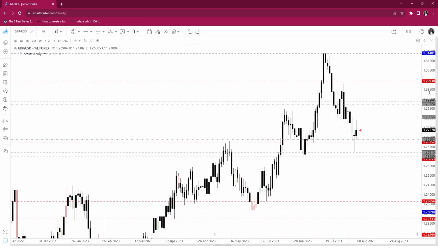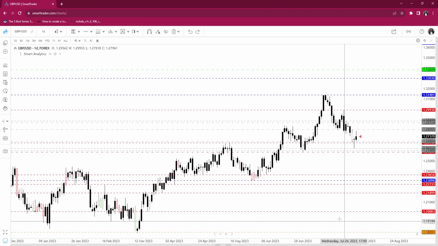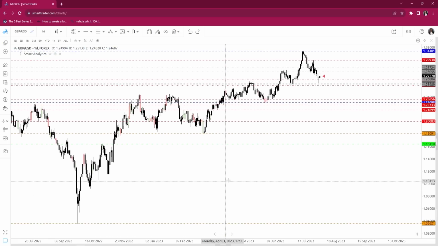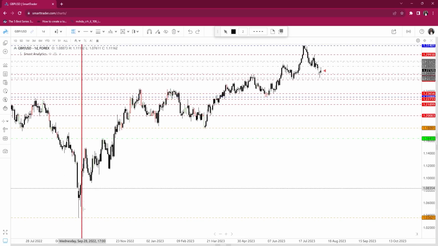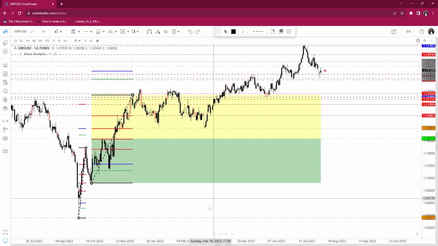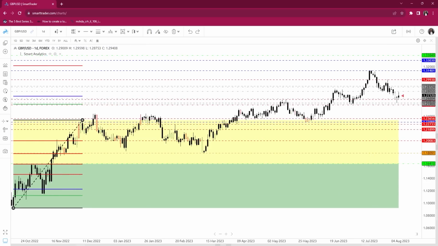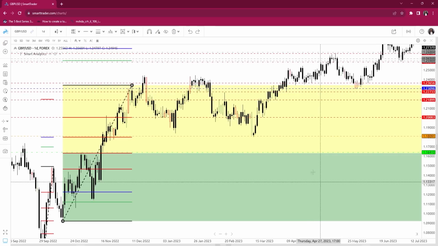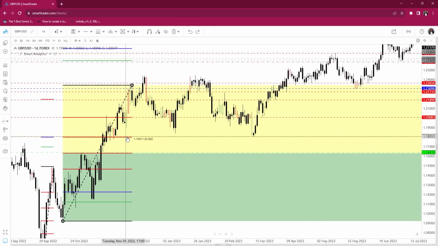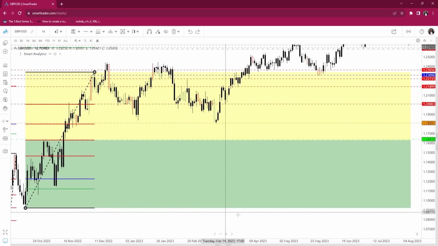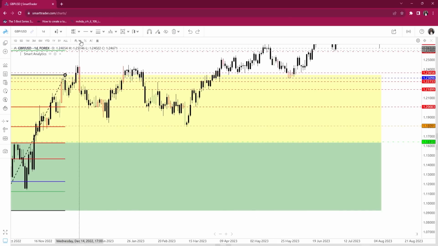And I'm going to deploy my fibs just to see where we are. So I'm going to click below the last low. This is the active fib. I don't think this on the daily ever touched the 38.2. Let's see. 38.2 is 1.8011. This is 1.8017. So no, it didn't. So it's likely that we could see price come back to this level.